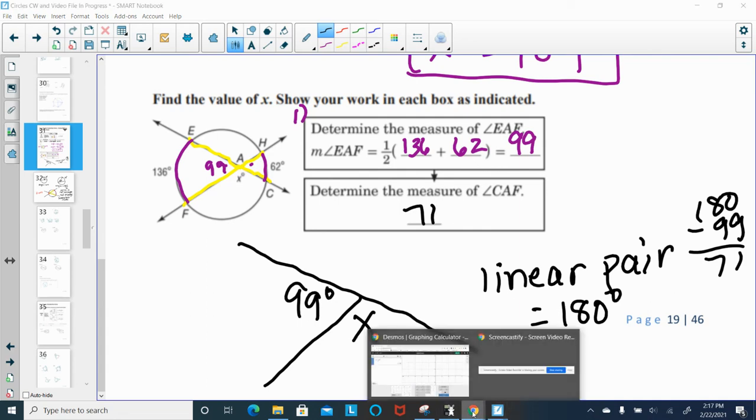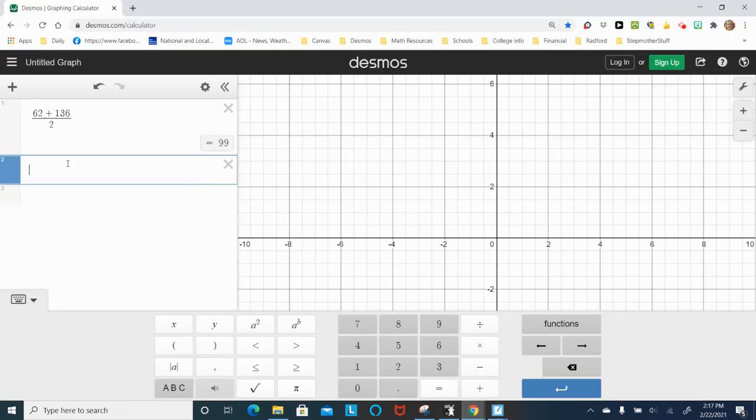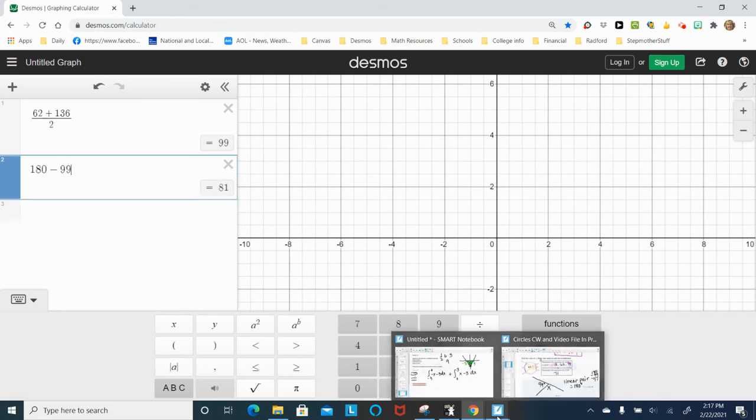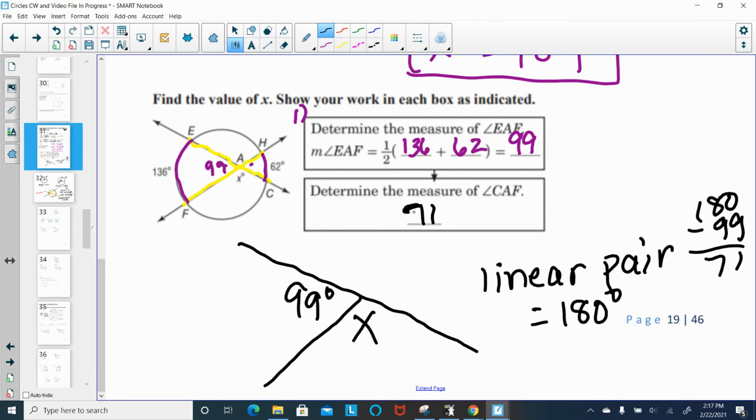And I'm going to double check that calculation because I really don't trust my mental math. 81, see? 81. There we go. So this X value is 81.